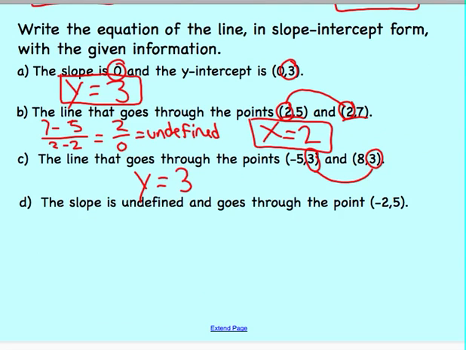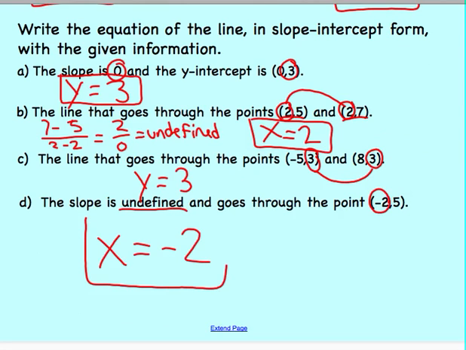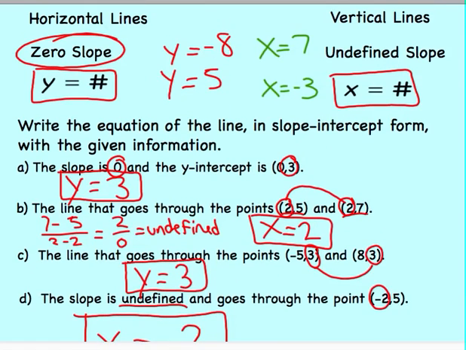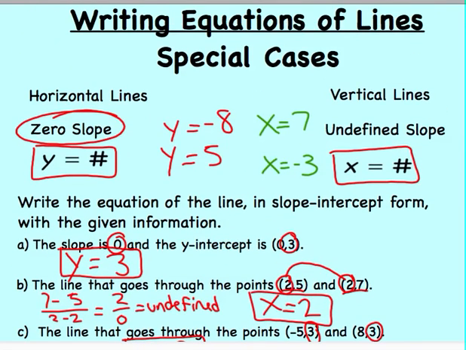Last type of problem. They tell you the slope is undefined automatically. X equals some number, and all you need to do is go over and say, what is the x coordinate? In this case, it's -2. So your answer is x equals -2. So for special cases, this is also another sheet you should keep, because if you ever have a special case, it's either going to be y equals a number or x equals a number.